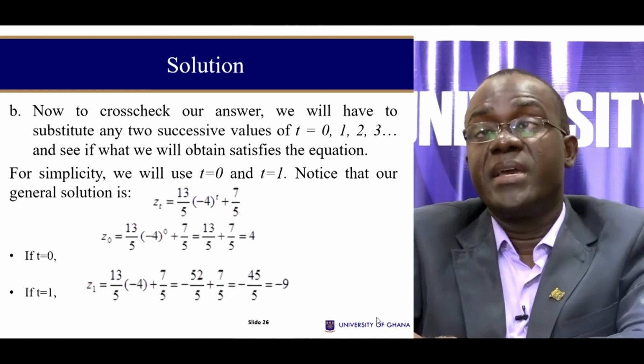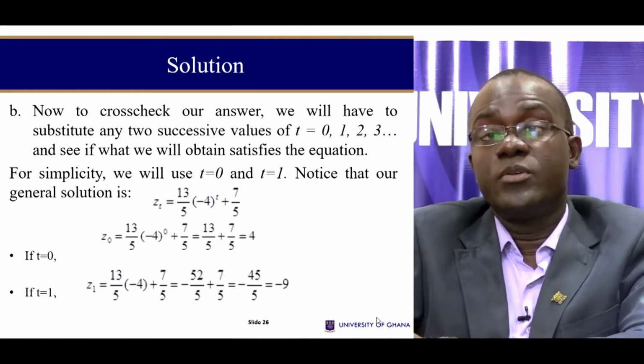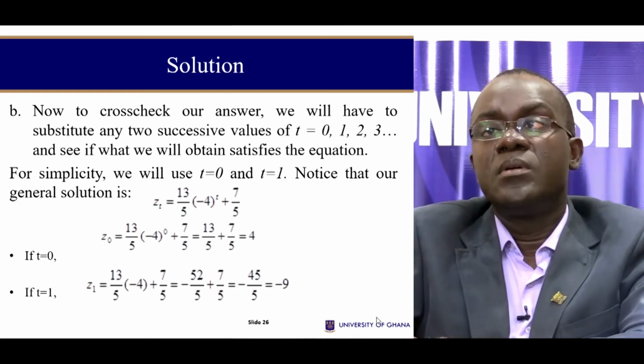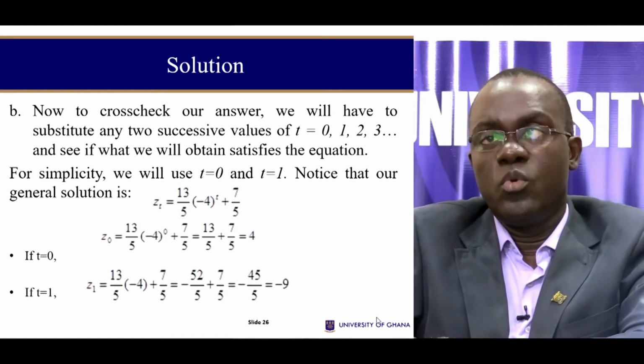In this case, this is a first order difference equation, so the largest lag length should be 1. Now in this equation, if zt equals 0, it implies that I put 0 here and evaluate it, and I get 4 here. When I put t equals 1, I evaluate this and I get -9.